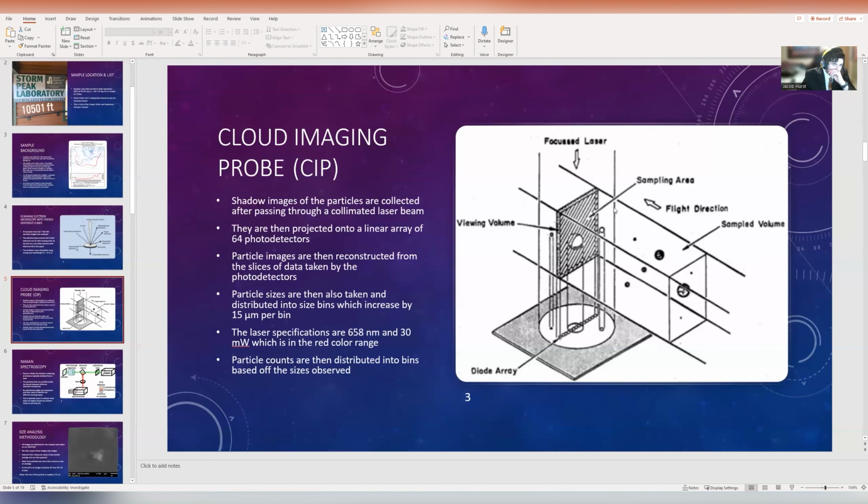Over here, we just have a little diagram of how this cloud imaging probe is going to work. These are the particles coming through in this direction, and then this laser is going to be able to tell, whenever it breaks, pretty much how big the particle is based off of this diode array. Depending on how long the laser beam is broken by a particle, that's how we determine the size there. Okay, we'll head on to the next one here.